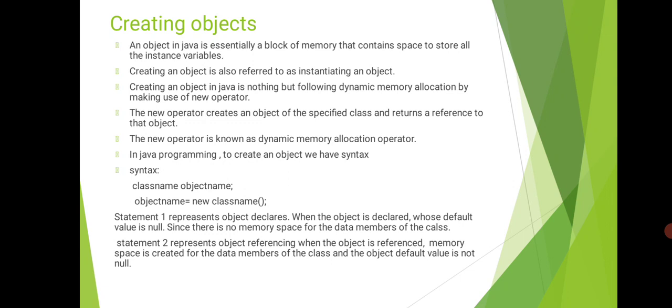Dynamic memory allocation you studied in last data structure, that is creation of memory at the runtime, using malloc, calloc and realloc functions. Through those functions you can create memory at the execution time or runtime. Like that, in Java also the objects are created at the runtime itself using the new operator, which is a dynamic memory allocation operator. The new operator creates an object of a specified class and returns a reference to that object. So it will create memory for the objects.